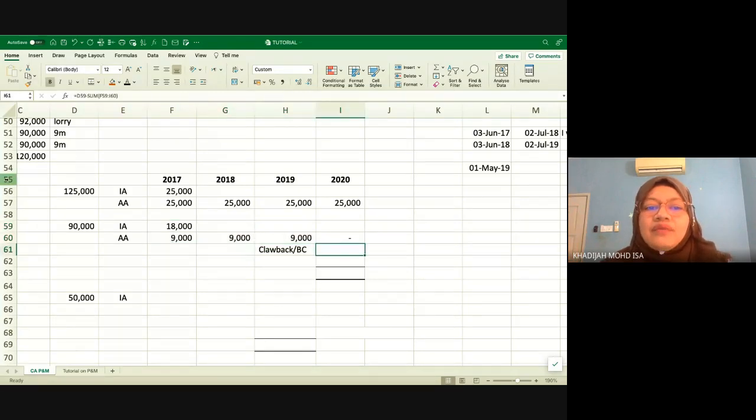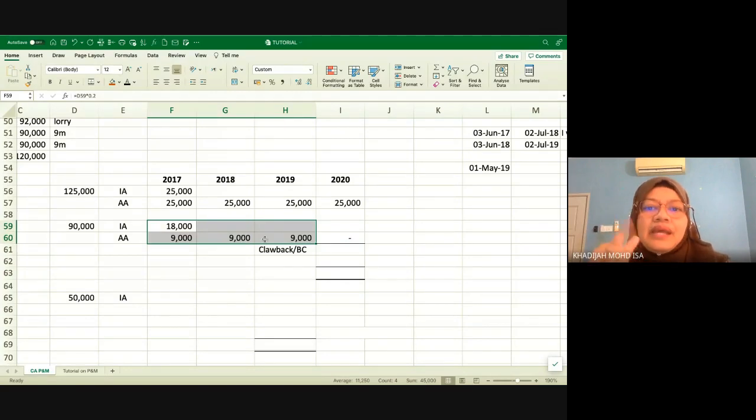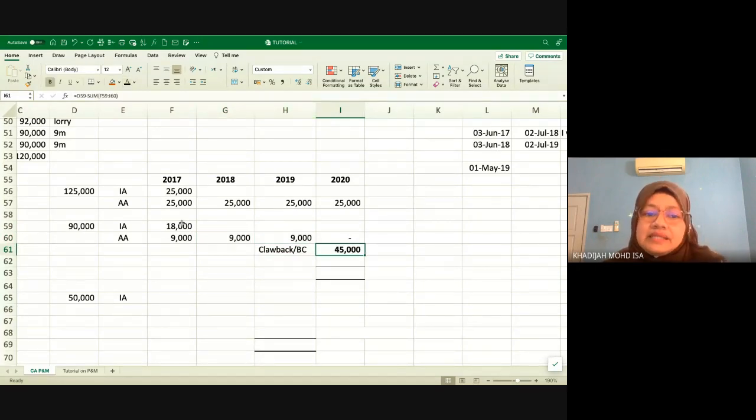So how am I going to impose that? Whatever I've given you here, I take back in YA 2020 in the form of a balancing charge. So what you do is compute all the allowances given here. The total is 45,000. That 45,000 will be treated as a balancing charge in YA 2020. Is that clear? Remember, when there's a disposal within 2 years without commercial justification, then you have to claw back the allowance. But if it's not, then it's a different issue. Then you have to determine the residual expenditure, the disposal value, and whether it's a balancing charge or balancing allowance. But in this case, because of the clawback, the total allowance claimed will immediately be treated as a balancing charge in YA 2020. Okay?